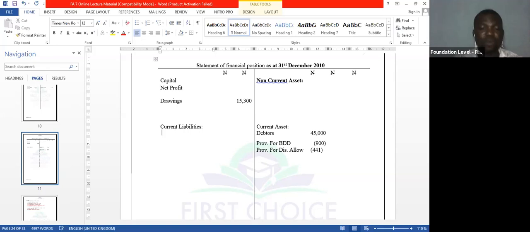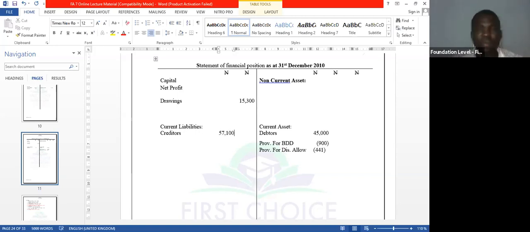So I put my creditors as my vendors who are owing money. As my vendors, I'm owing them 57,100. No, there's no additional information on that. So I'm good to go. I'll move on.